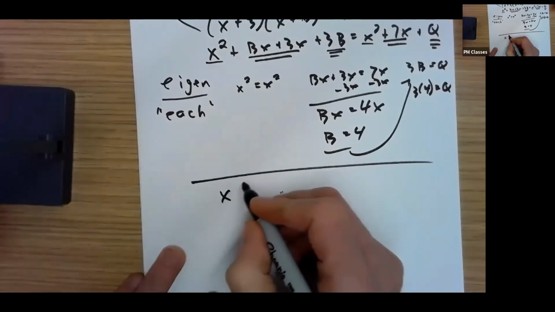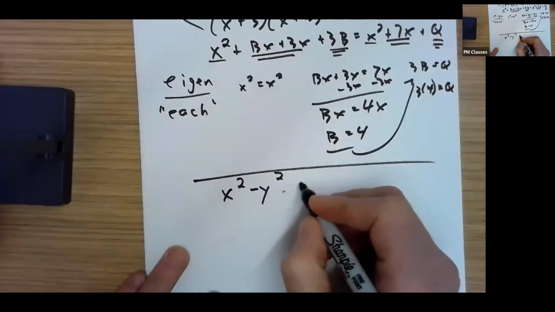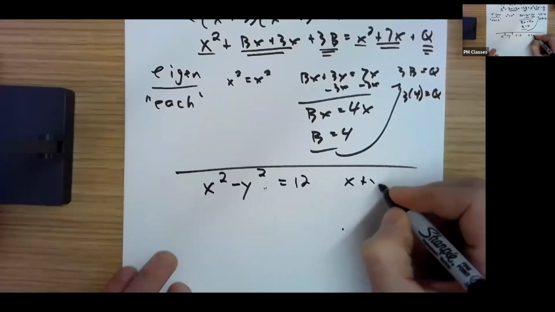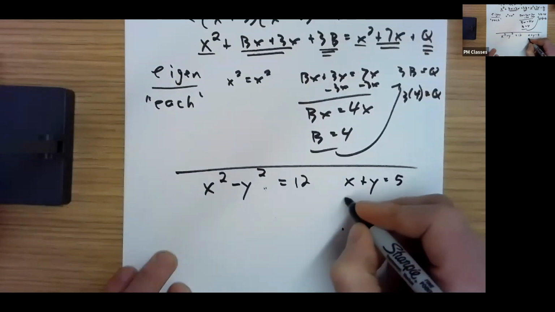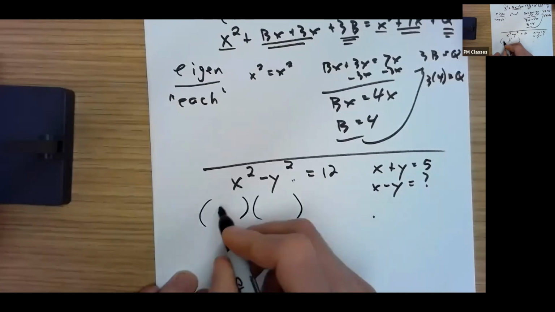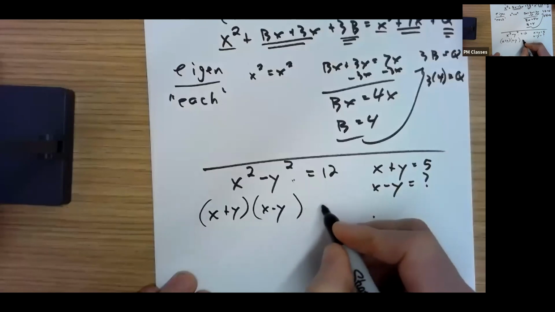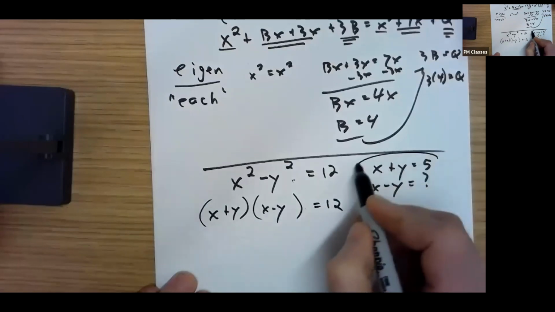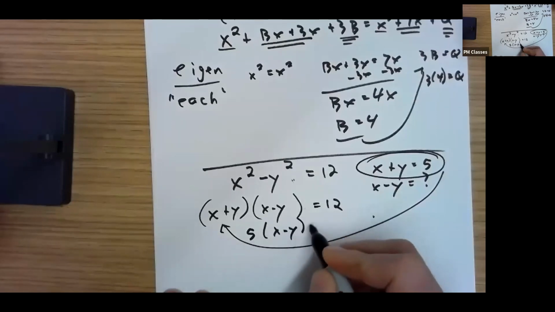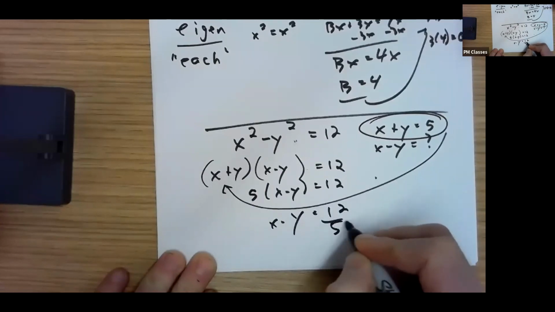Let's do another one. x squared minus y squared equals 12. x plus y equals 5. What is x minus y? Remember, we did this before, the difference of two squares. x plus y times x minus y equals 12. I can put that in over there and say 5 times x minus y equals 12. So x minus y equals 12 over 5.